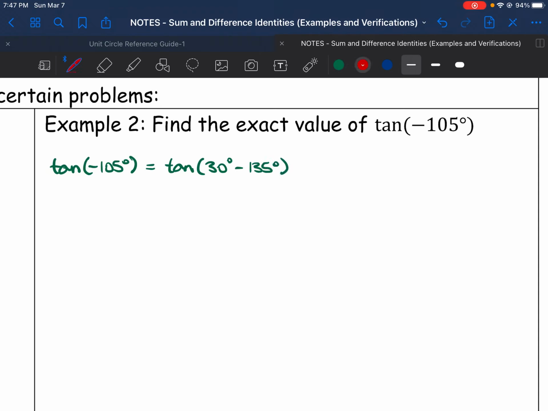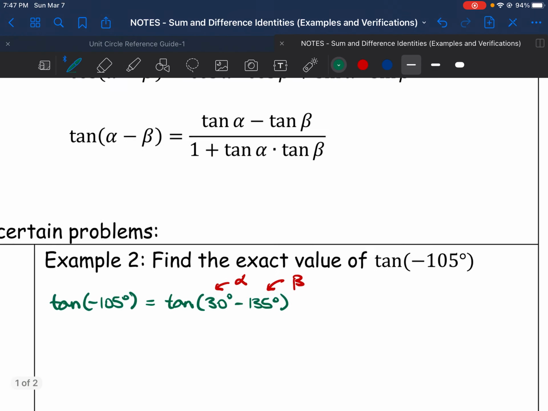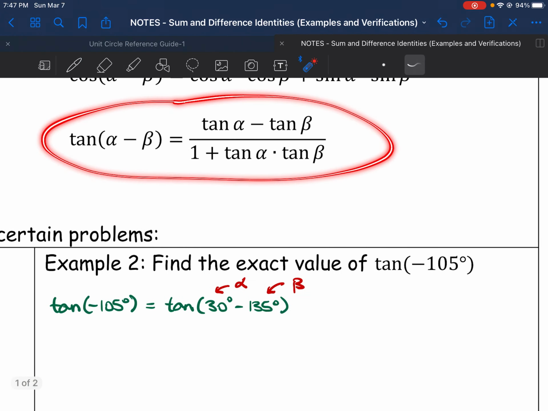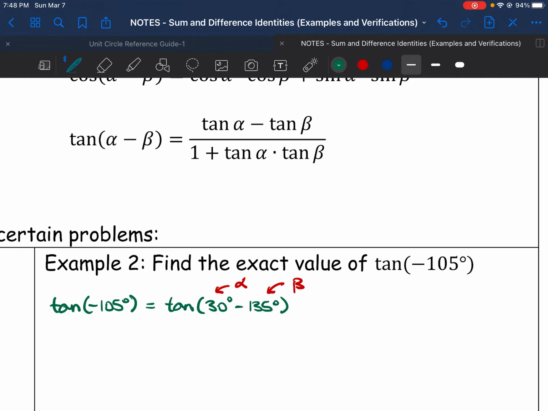Okay, and that's going to make 30 degrees alpha, 135 degrees beta, and notice we are following a difference formula for tangent. So you can see that's right here. So let's just go ahead and follow this formula. This is going to equal tangent alpha, or tangent of 30 degrees, minus tangent beta, or tangent of 135 degrees, over 1 plus tangent alpha, or tangent 30 degrees, times tangent beta, or tangent of 135 degrees.